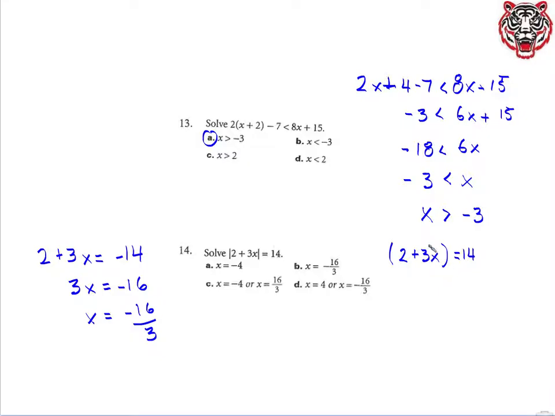All right, and then this path, if I subtract 2 from both sides, 3x is equal to what? 12. Therefore, x is equal to 4. So I'm looking for 4 and negative 16 over 3. There it is.